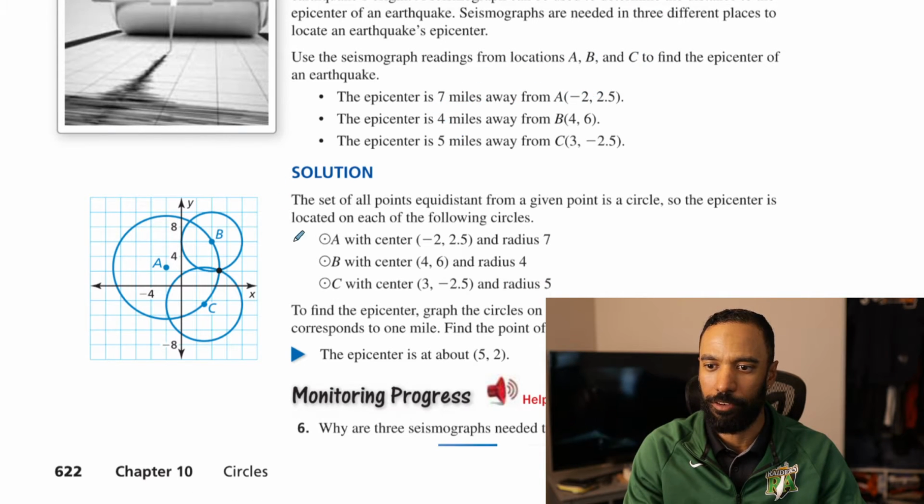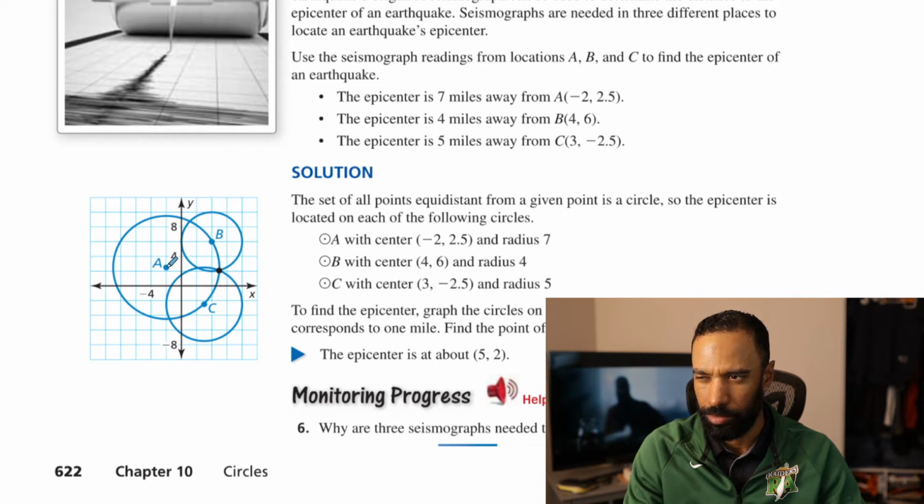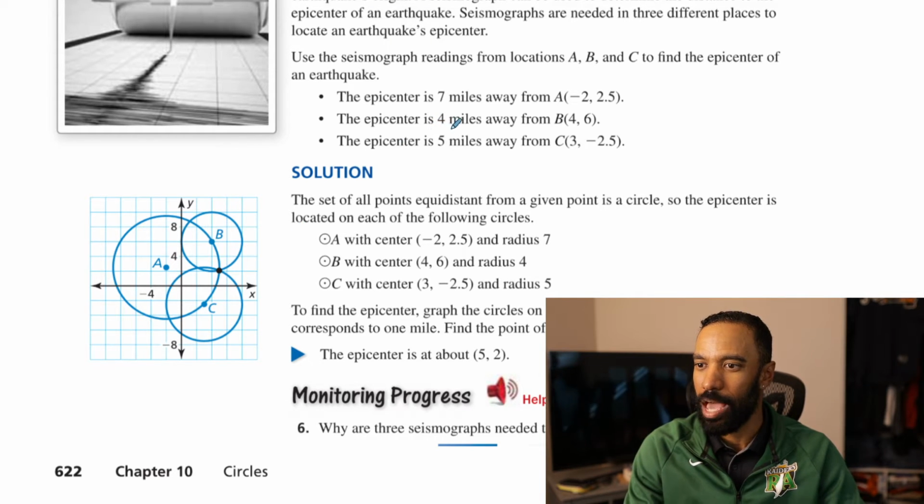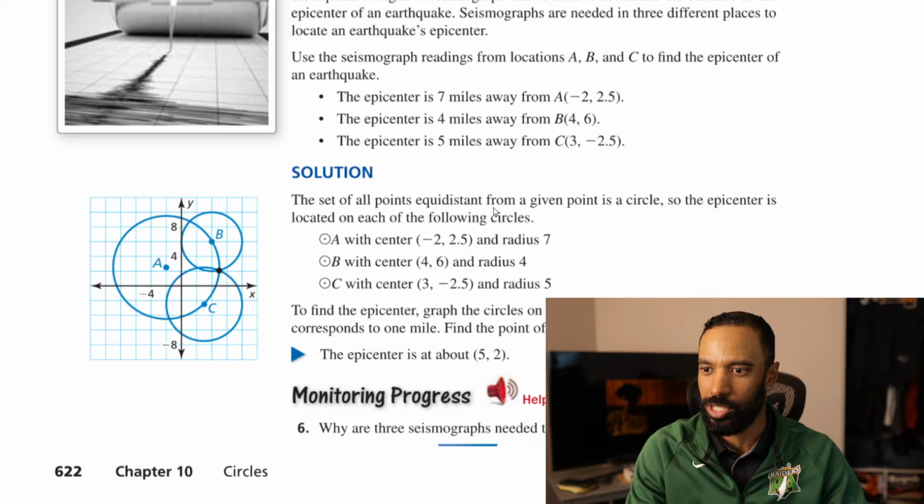So the epicenter is 7 miles away from A's center, or A's readings, I should say. The epicenter is 4 miles away from B at 4, 6, and 5 miles away from C.